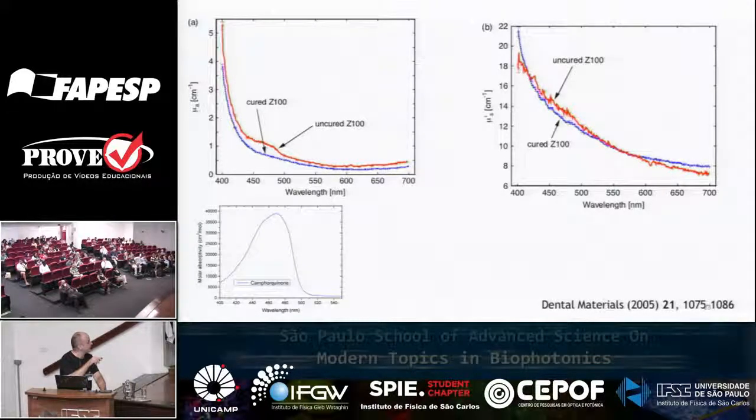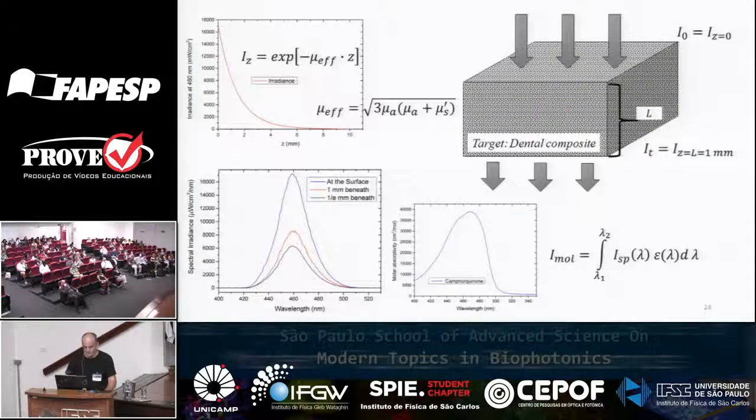There is a difference when the dental composite is cured or not cured, and the scattering coefficient doesn't change so much. If you have this attenuation coefficient, you understand that the spectral irradiance at the top of your target dental composite is one value. 1 millimeter beneath, you have another value, and here you have a decrease of near 50%. So you have the spectral irradiance at the bottom of 1 millimeter, at the bottom of your sample. The question is, if you must irradiate the camphorquinone to polymerize this polymer, you must measure how much spectral irradiance you have at the bottom of your sample.